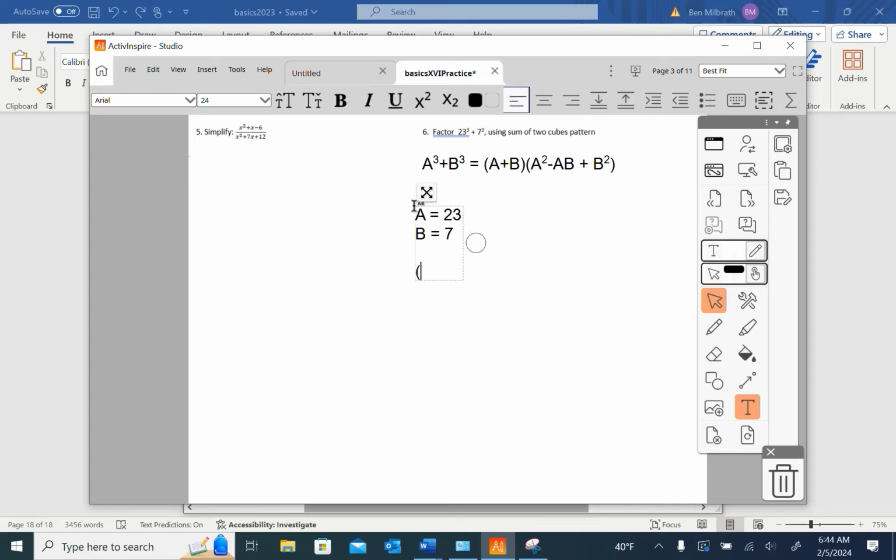And then I just plug it in. 23 plus 7 times, this first thing would become whatever 23 squared is, and I'm not asking you to do that. Minus, because there's a minus, it would be 23 times 7 because A is 23 and B is 7. And the last term would be 7 to the second. That's the result. Don't overthink it.